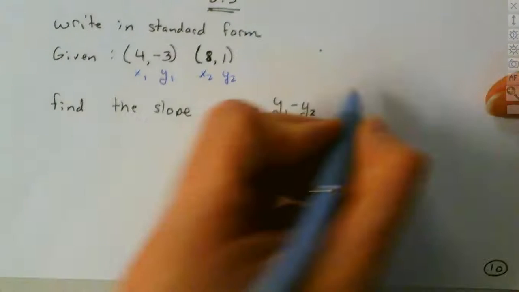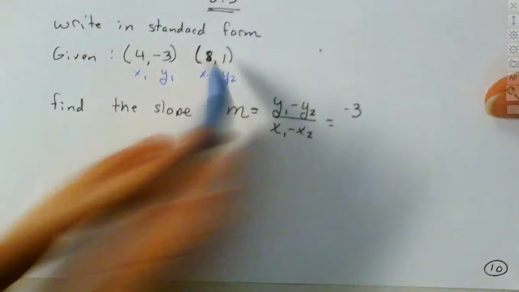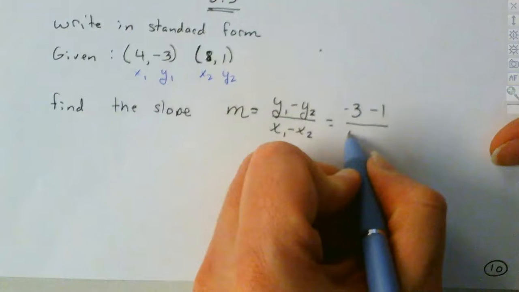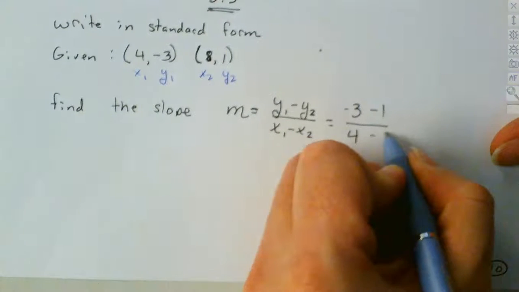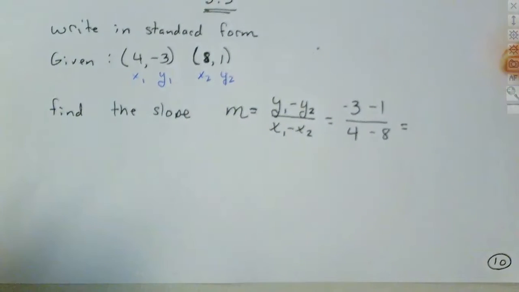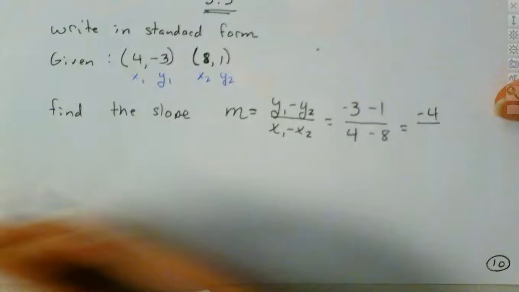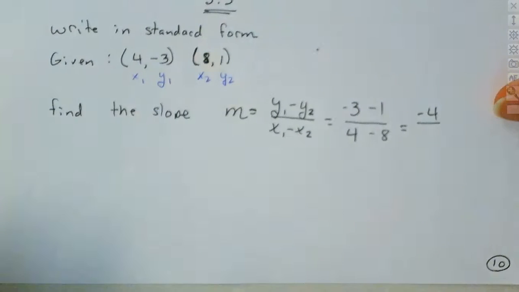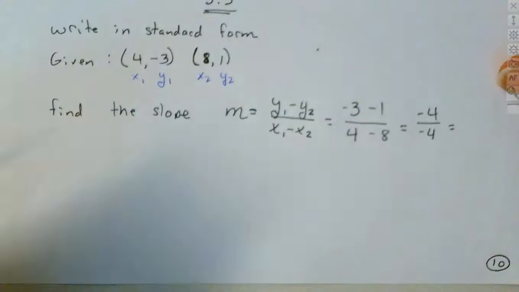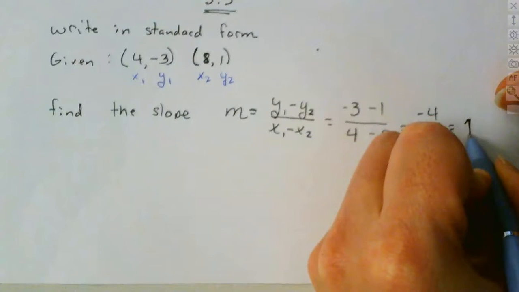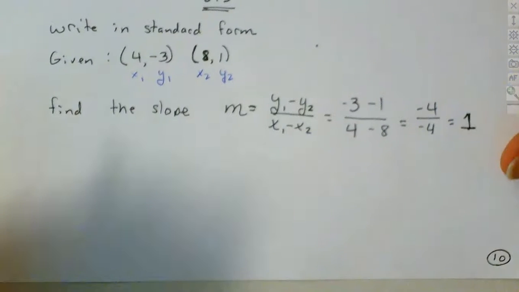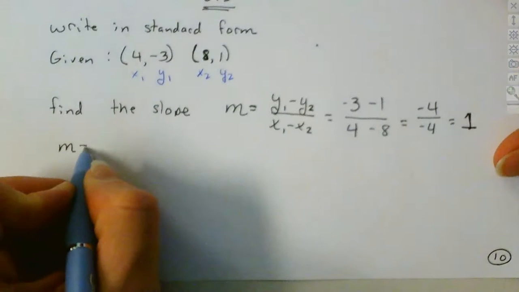So that's going to be -3 minus 1 over 4 minus 8. Now, -3 minus 1, that makes it a -4. And 4 minus 8, that makes it a -4. And -4 over -4, well, that makes it a 1. So that is my slope. My slope, m, is 1.